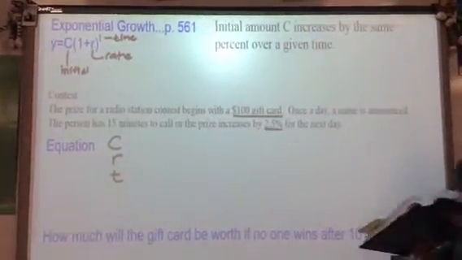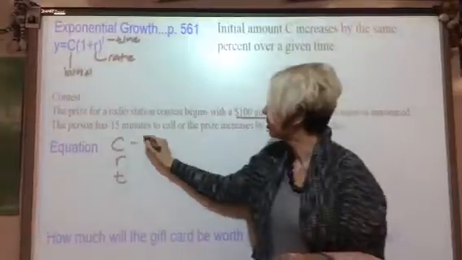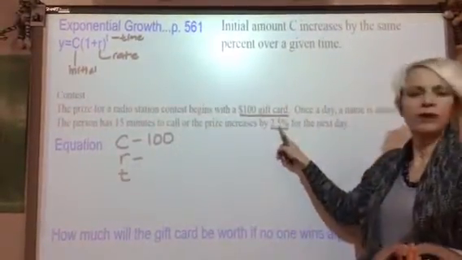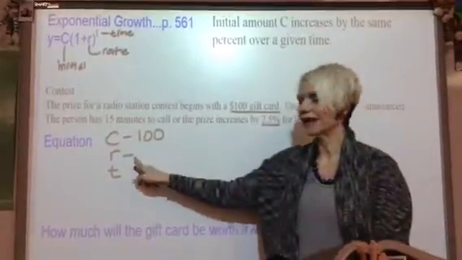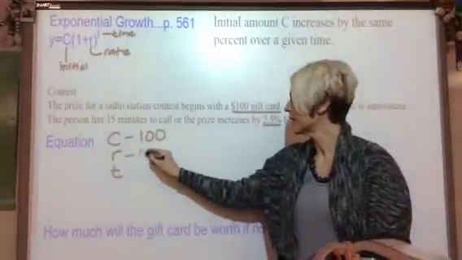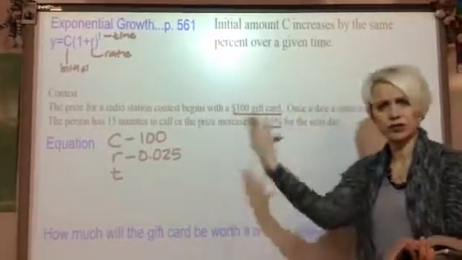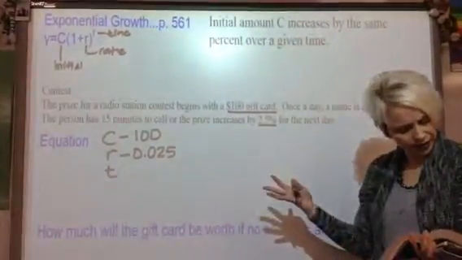So in this case, we have our initial amount, which is our $100. Our R percentage rate is 2.5%, and what I'm going to do is write the decimal form here. So it's going to be 0.025. Then that way all I have to do is just plug that in. I don't have to worry about converting it later.